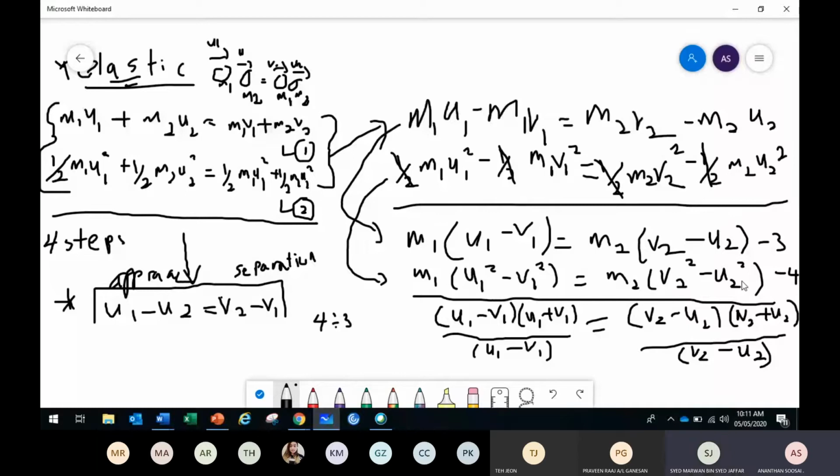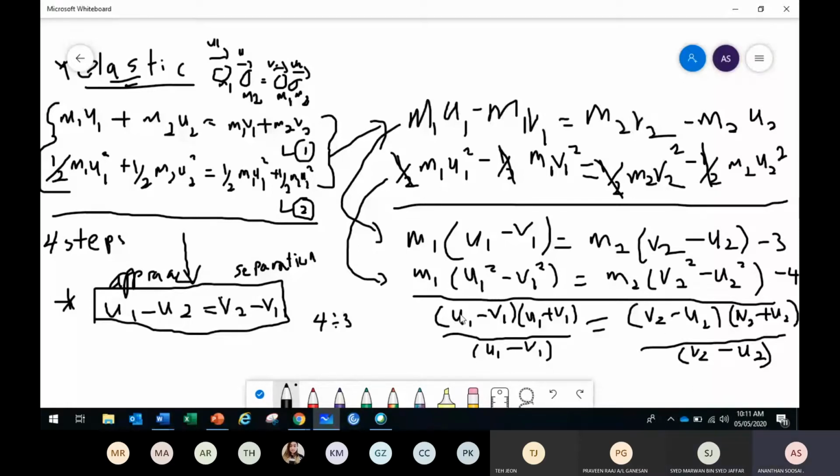Okay. So now I want to get this final formula, as I told you earlier. 4 divided by 3. So the fourth equation, divided by the third, you can cancel the M1. M2 also will be cancelled. You end up getting these two equations.